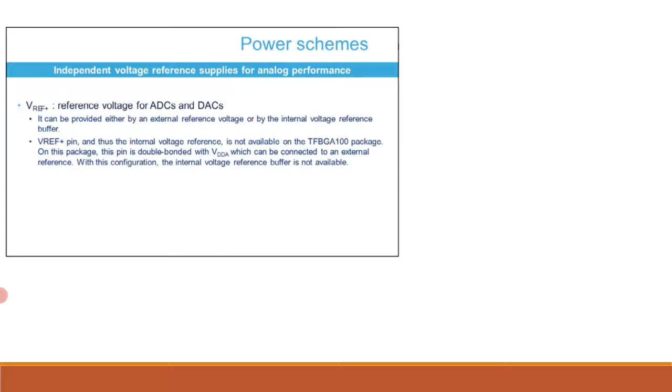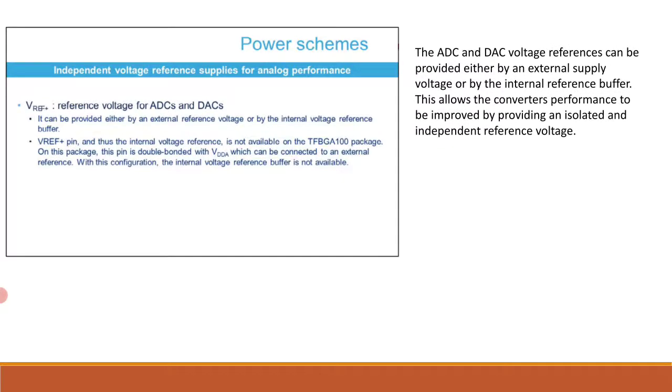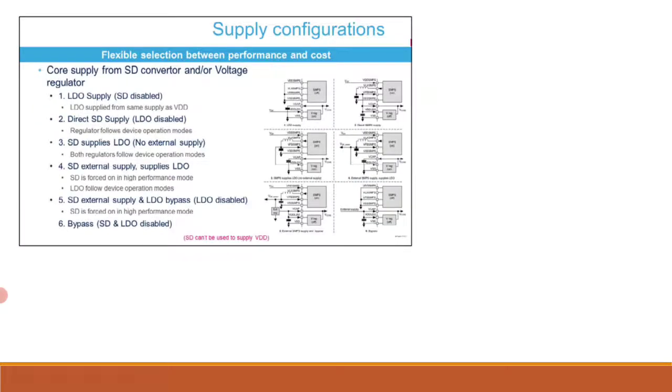Let's quickly jump onto the supply configuration, that is SMPS, the step-down converter. The SD converter can be used in 3 different modes as shown here. 1. Direct supply to the V-core domain, as shown in figure configuration 2. This offers the lowest power consumption.